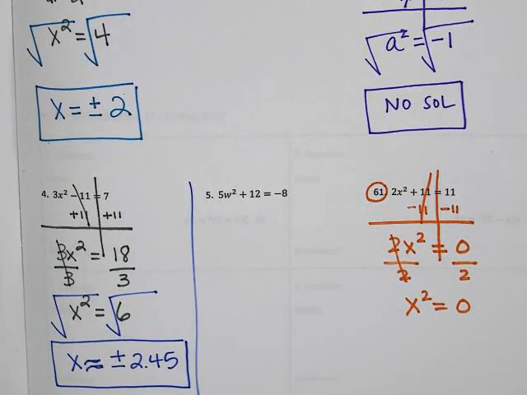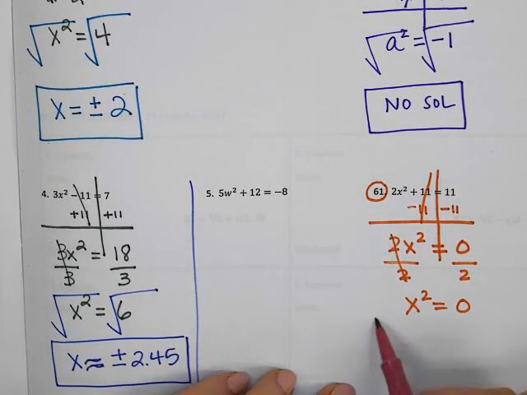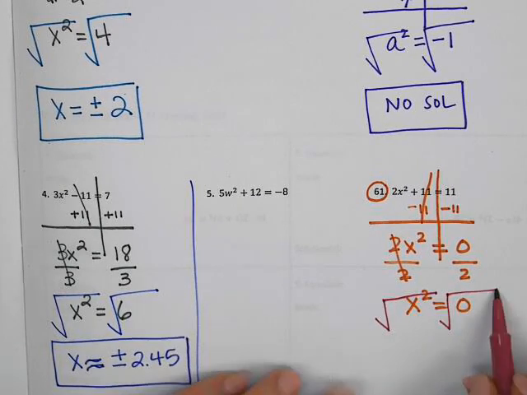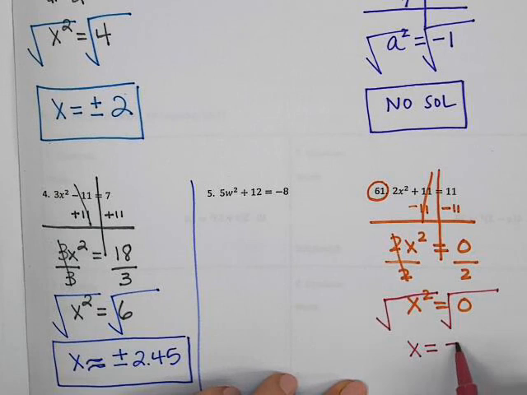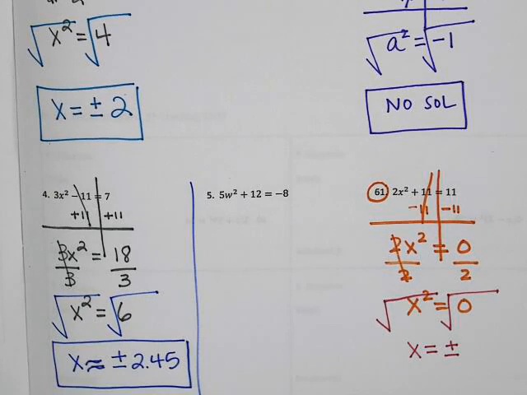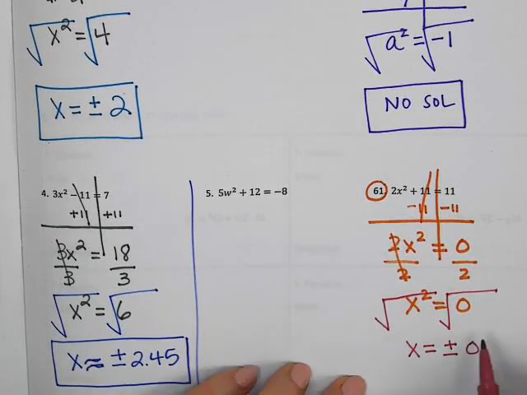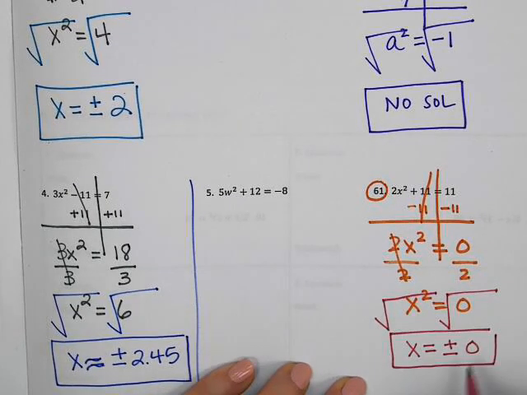And then to solve an x squared equals a number, we square root both sides, and we get x equals, don't forget plus or minus. What's the square root of 0? It's just 0, right? So plus or minus 0. When it's 0, you don't need the plus or minus. You could just put 0.